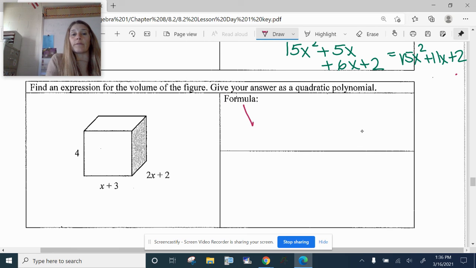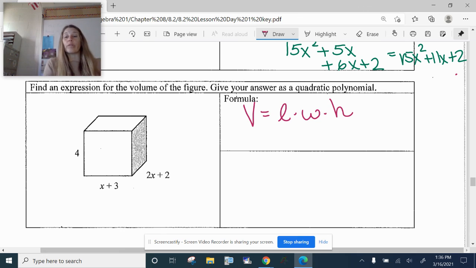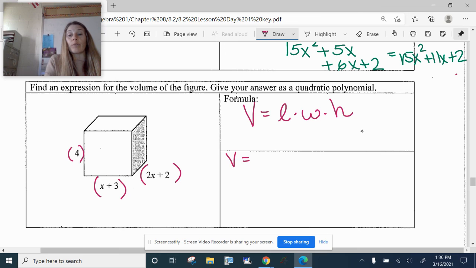Okay. And our last example for these today, a cube. Now this is volume. Volume equals length times width times height, or you can put them in any order, really. So you're going to multiply the 4, the x plus 3, and the 2x plus 2. And it doesn't matter what order you want to do them in. So when I put these in, I like to put the single number first. And then I have x plus 3, and then 2x plus 2.